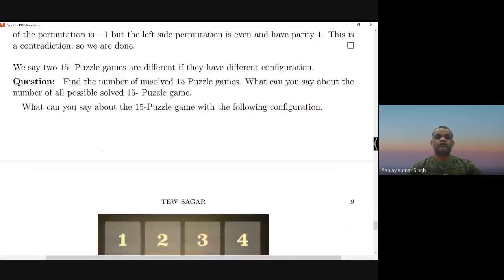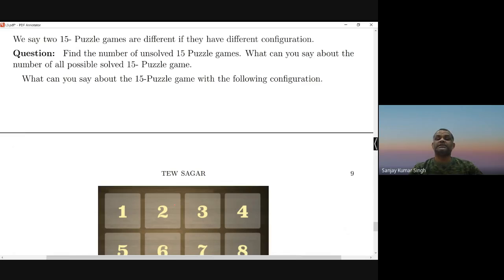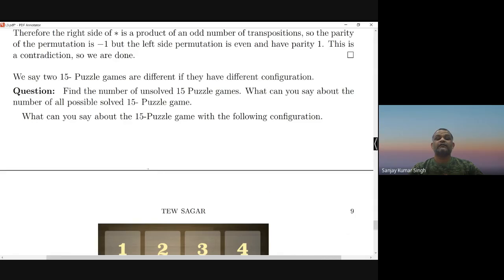And then the question is: now find the number of unsolvable 15 puzzle games. By creating the empty space and different orderings, I can make many 15 puzzle games. So the question is to find the number of all unsolvable 15 puzzle games, and what can you say about the number of all possible solvable puzzle games? Any guess?